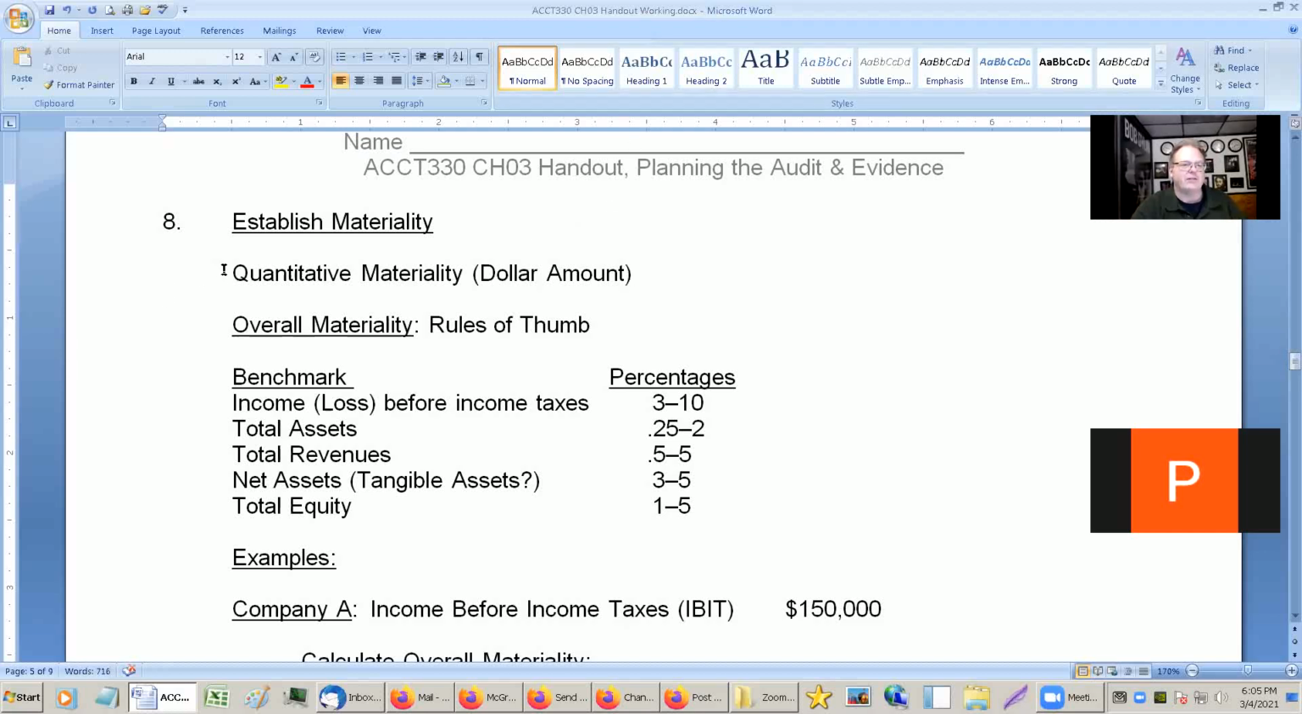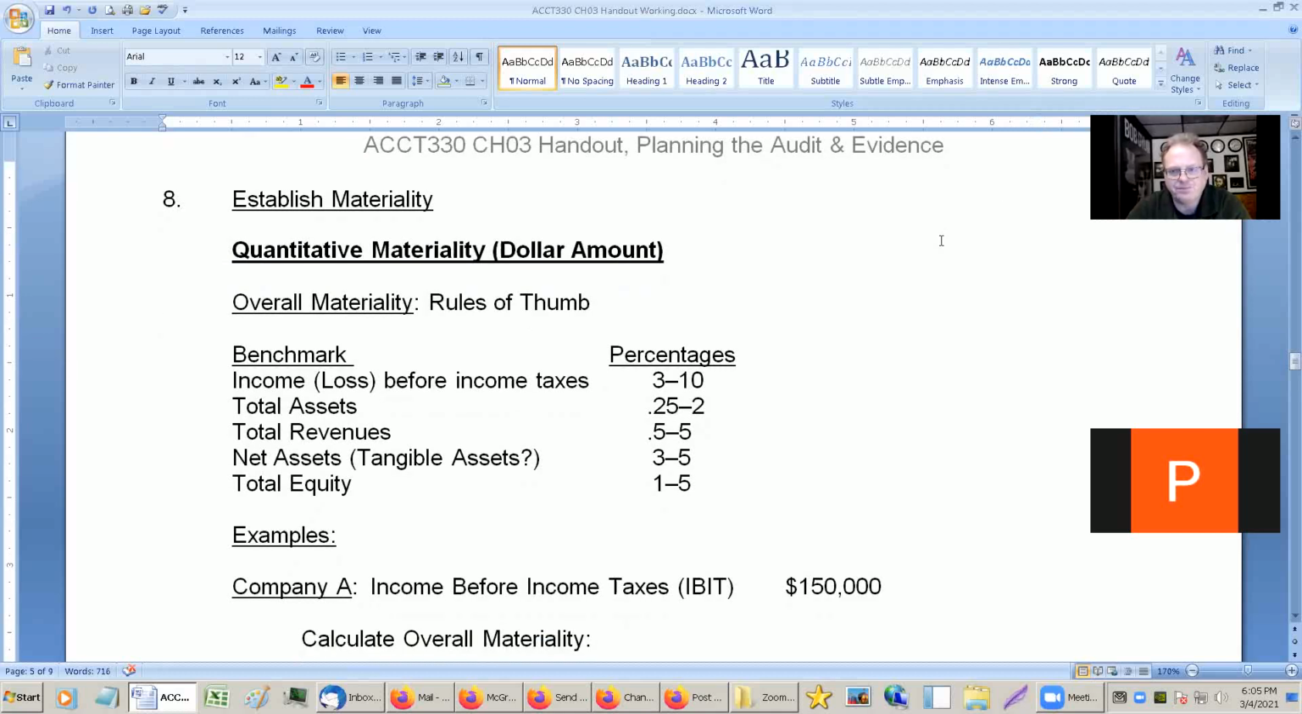They call this quantitative materiality, and that it is looking at dollar amounts. And this is mostly what we think about when we think about materiality, is that we think about how many dollars would it take for you to conclude the financial statements are misstated.